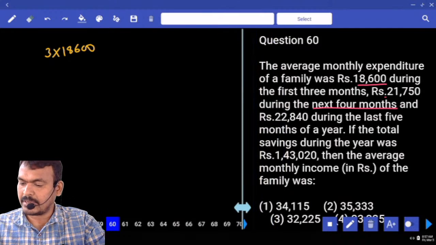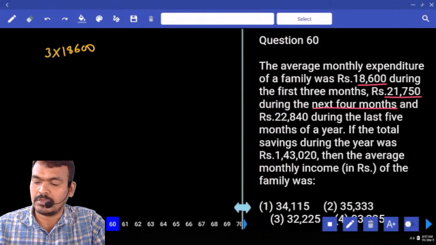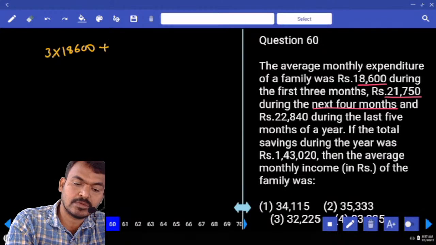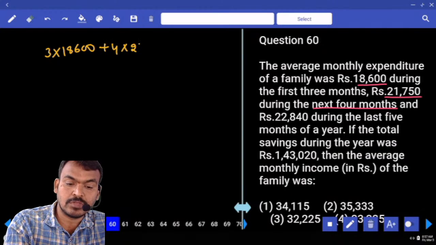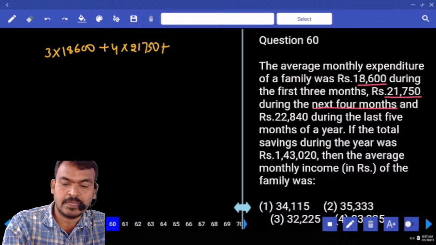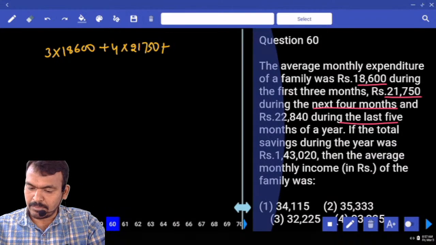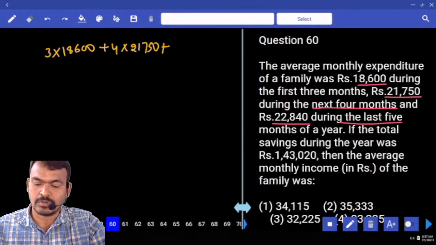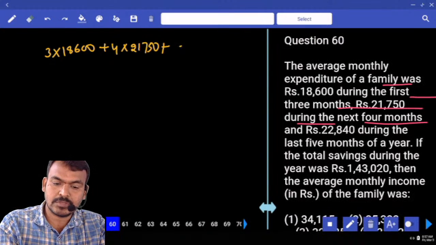Next 4 months' average expenditure is how much? 21,750. Sum will be how much? 4 into 21,750, plus the last 5 months' average, which is given as 22,840. Sum is how much? 5 into 22,840.